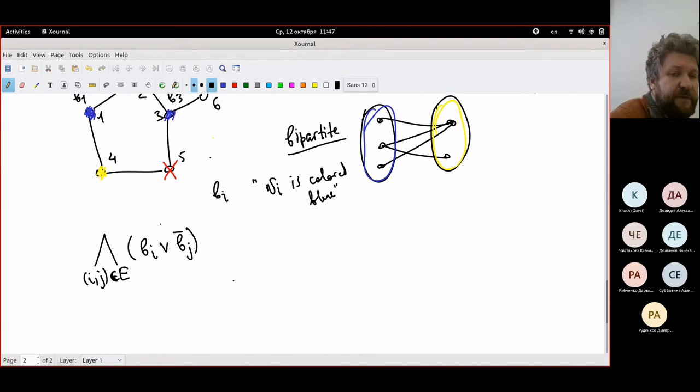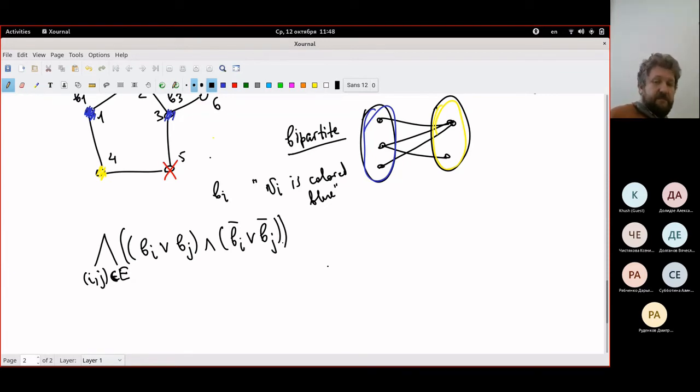Yeah, so and now, it's strange because this means that Bj implies Bi, it's not a good thing, right? So strangely enough, it's like this: Bi or Bj and not Bi or not Bj. They said that at least one of it should be blue, at least one should be yellow. Right? Yeah, there should be both of them true. So it says that at least one should be one, at least one should be zero. So for each edge, it should have one vertex which is blue and one which is not blue, right? And this means it has both colors.